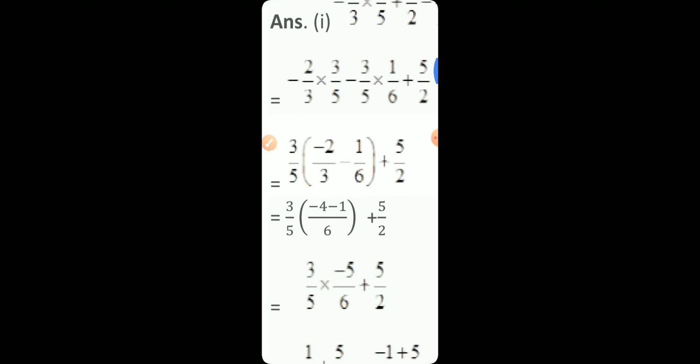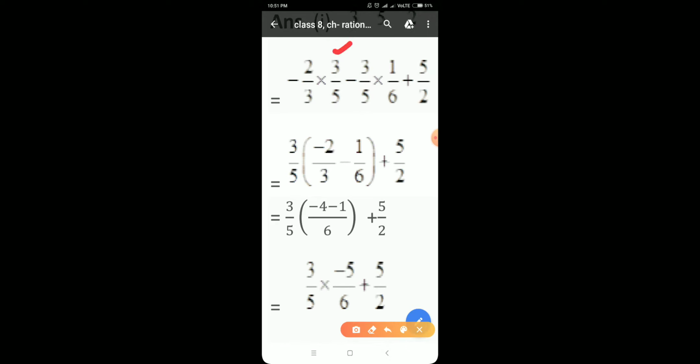So now taking 3/5, 3/5 is here and 3/5 is here. So you will take 3/5 as common. So here what is remaining? Here is -2/3. Now 3/5 is taken outside. The remaining portion is -1/6, with this minus sign. So -1/6 and bracket close, and the remaining portion is plus 5/2.